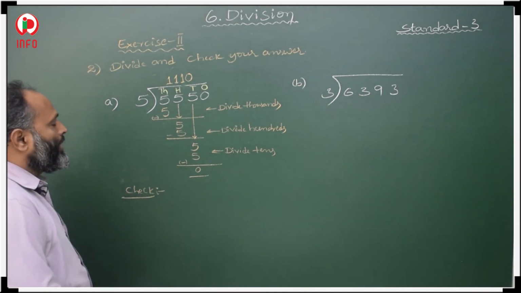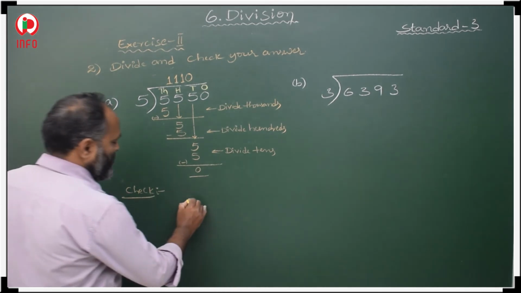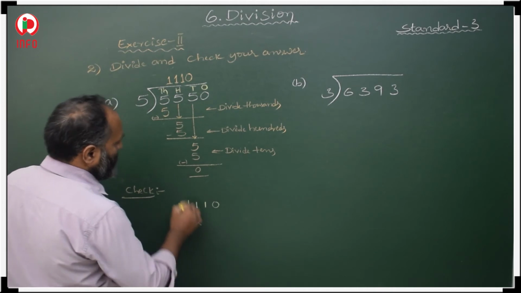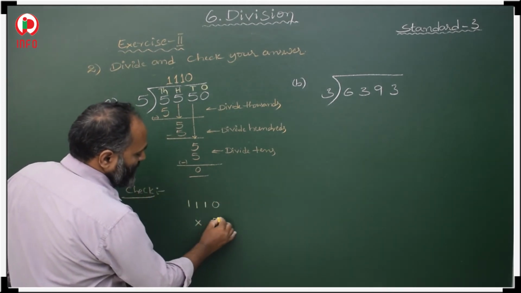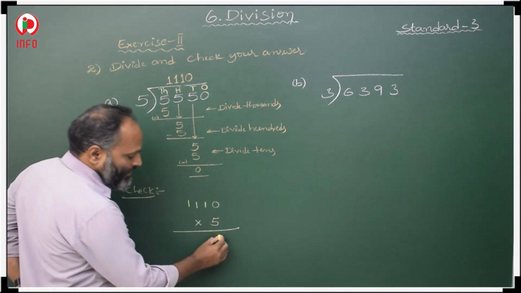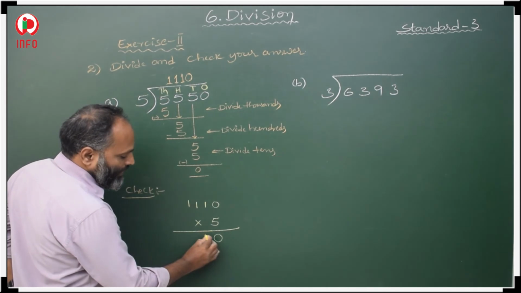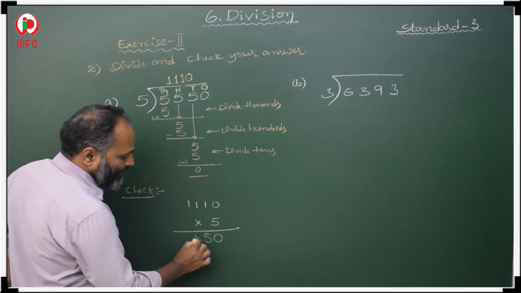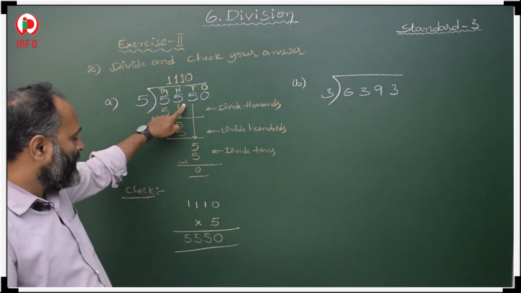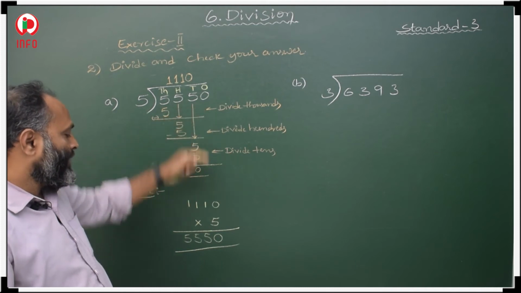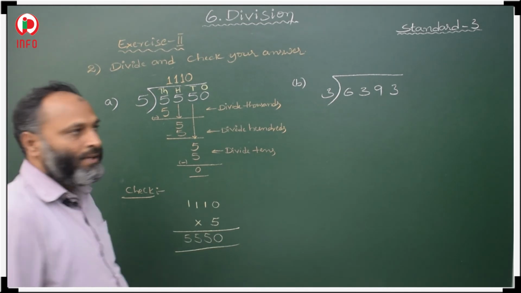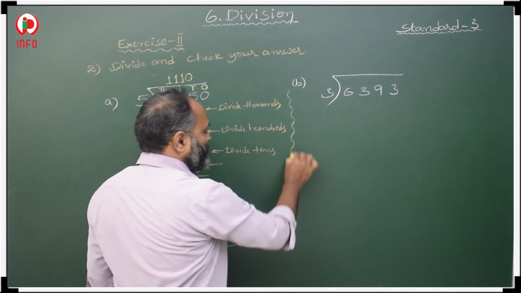How to check? We have to multiply this quotient. What is our quotient? 1110. This quotient we have to multiply with the divisor. What is our divisor? 5 is our divisor. Then 5 zeros are 0, 5 ones are 5, 5 ones are 5, 5 ones are 5. So this is our dividend. Once you check what is your dividend, 5550. So we are getting 5550. So this is our correct answer.